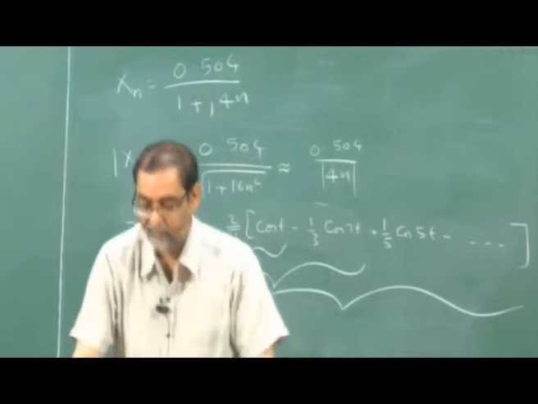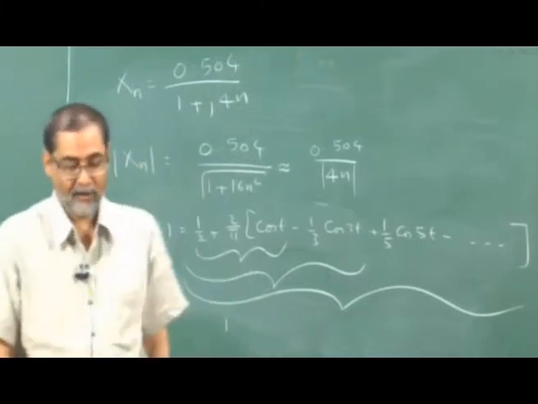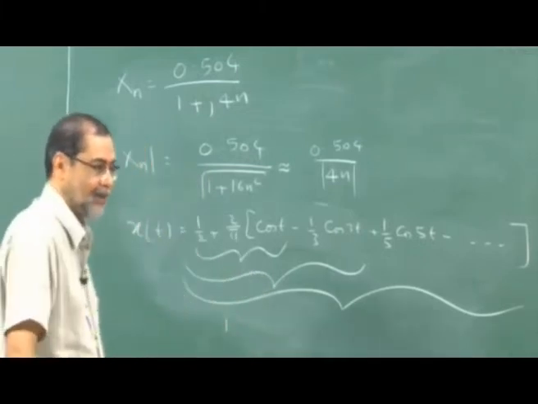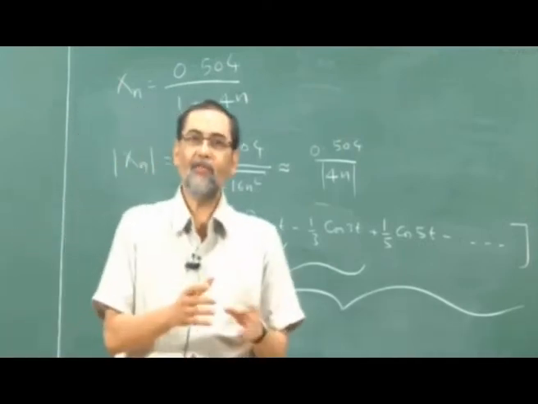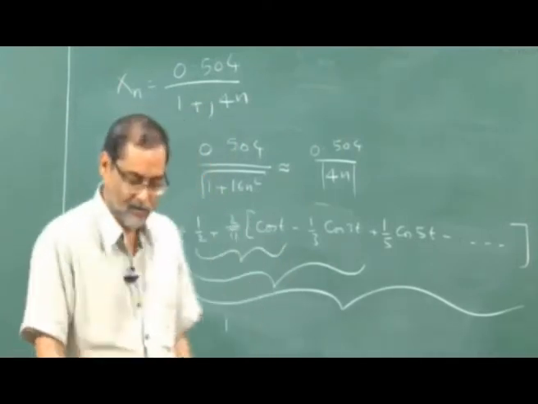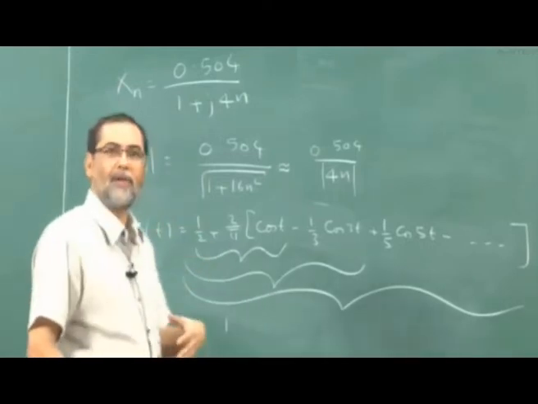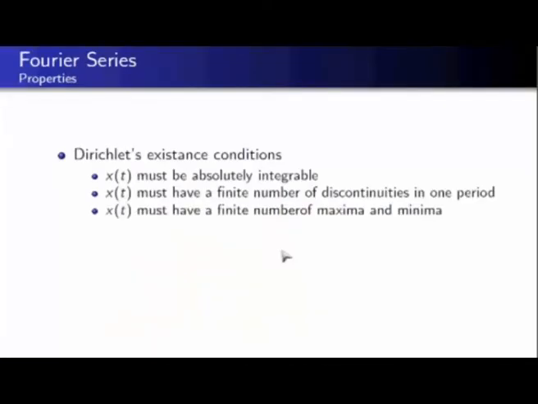Around 1900, a French mathematician by name Dirichlet said if the function x of t satisfies a certain number of properties, then you can find Fourier series. The properties are listed here. I am not going to go through them or explain or give you counter examples. It says x of t must be a power signal. It must be absolutely integrable, meaning it should not go to infinity in one period.